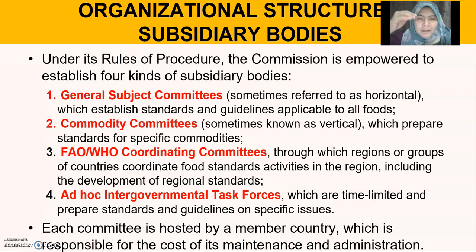Again, the top one is the Commission, and then they have an Executive Committee, and then they have another four subsidiary bodies. Number one, the general subject committees, sometimes referred to as horizontal, which establish standards and guidelines applicable to all food. It's very general. Whereas the commodity committees are sometimes known as vertical, which prepare standards for specific commodities.